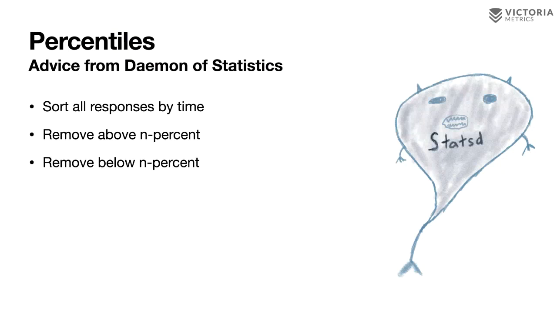And that demon of statistics said, "You need to sort all responses by time. You need to remove n%. You need to remove all values above n% and remove all values below n%." Sir Alex understood nothing, but the demon had already disappeared.